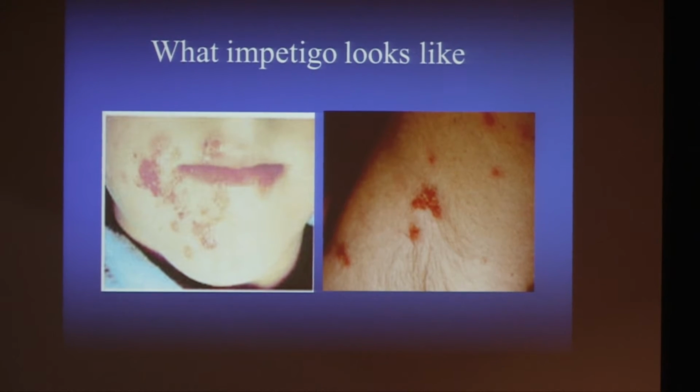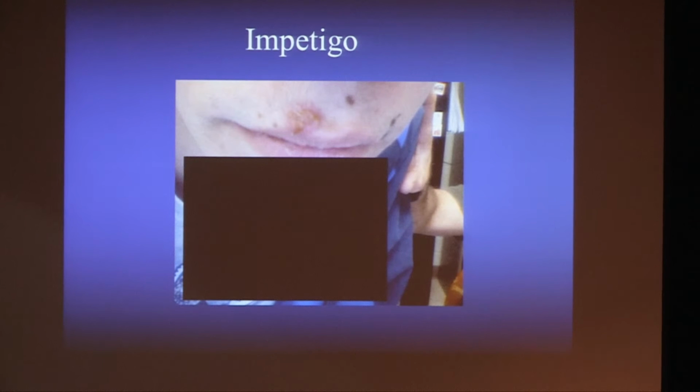Another picture of it. This one's a little fuzzy, but it's a good picture of it. Again, telltale sign there, it's honey colored. See that honeycomb color? That's classic impetigo.